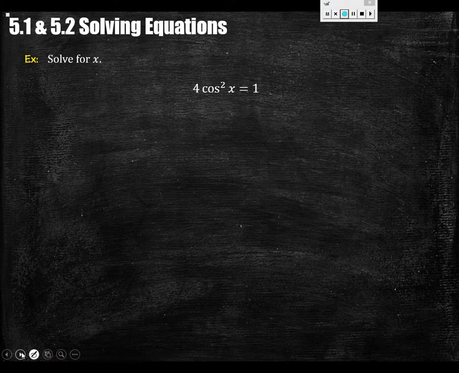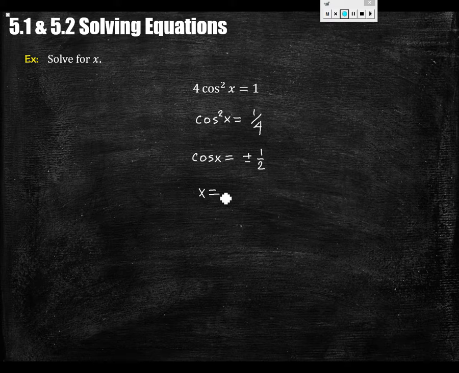Let's do it again. Solve for x again. Oh, wait. Is this like all of the values? Yeah. Maybe we say that. And then, oh, this is simple. Cosine x equals plus or minus a half.